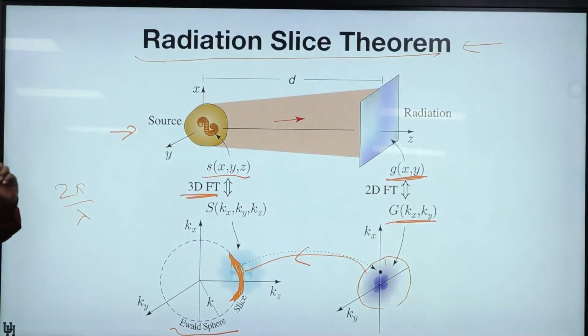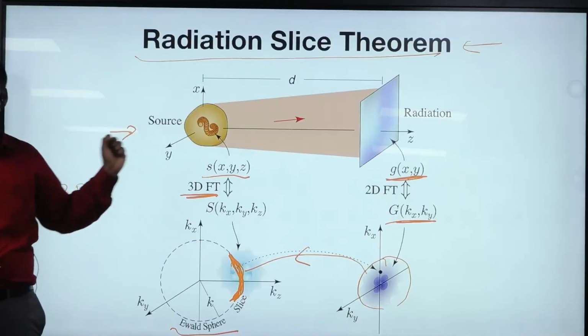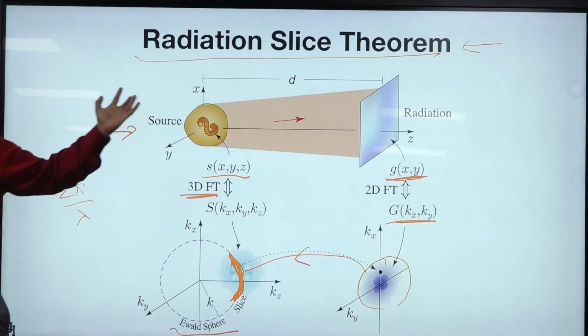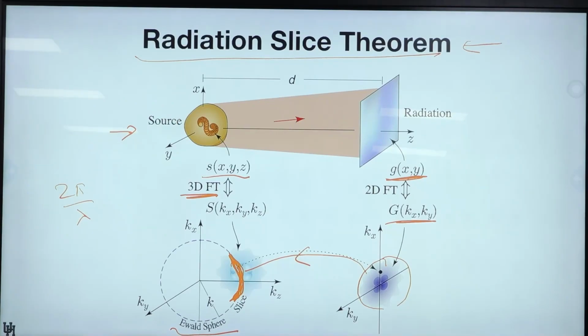First, we are assuming that each dot is a point emitter, so these are sources of light inside a three-dimensional object. That's the assumption. Each point is radiating light as a spherical wave, and so this is the radiation slice theorem. Question?